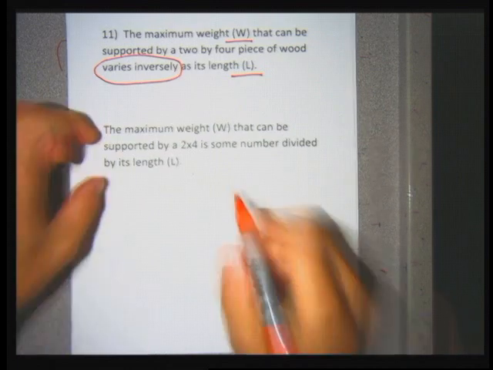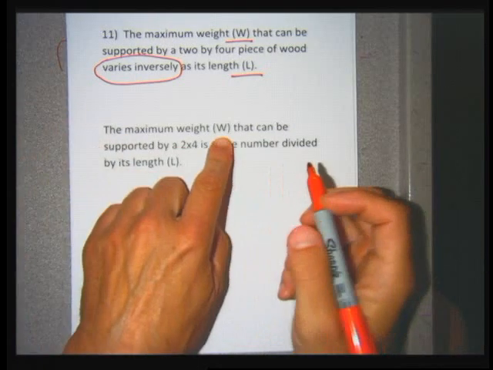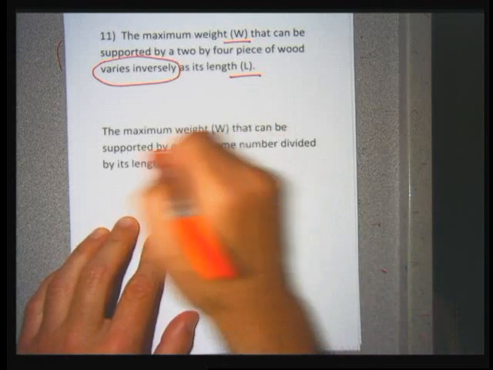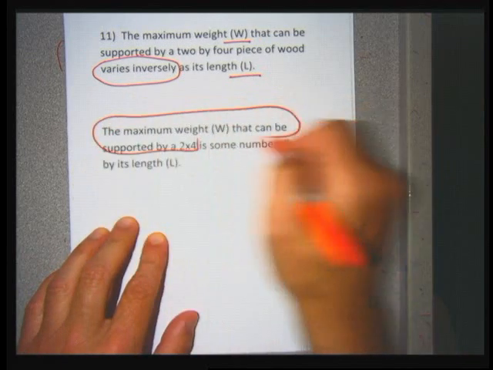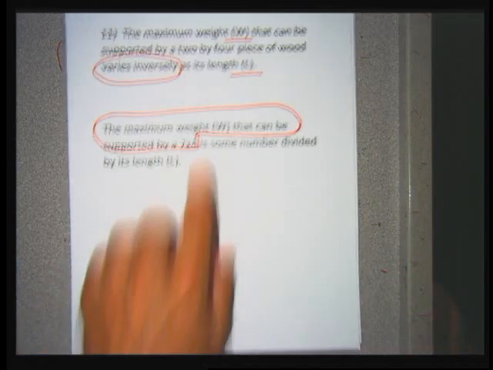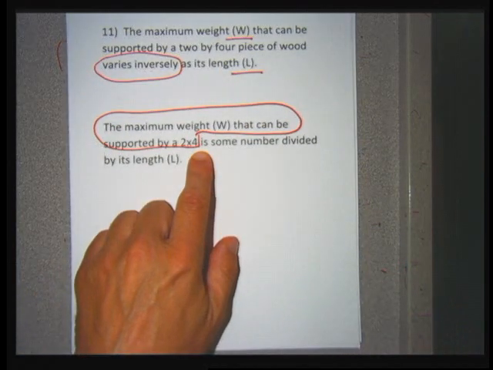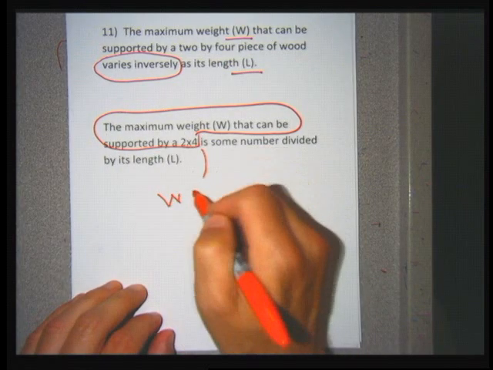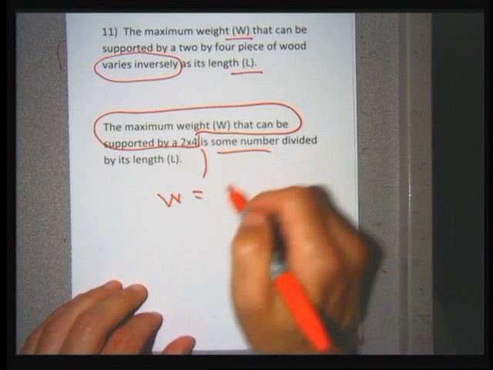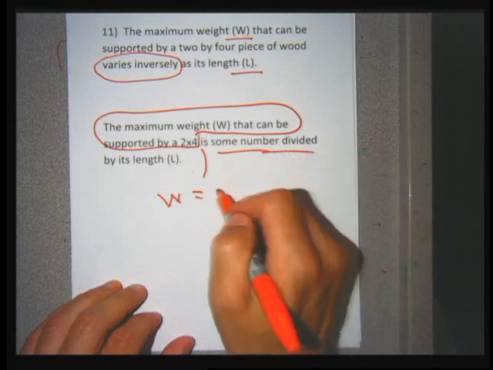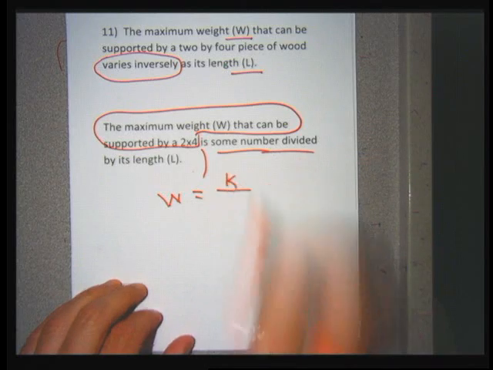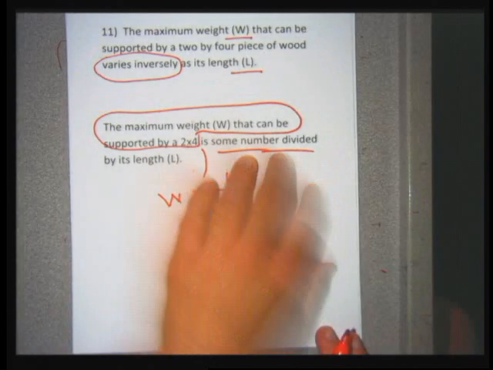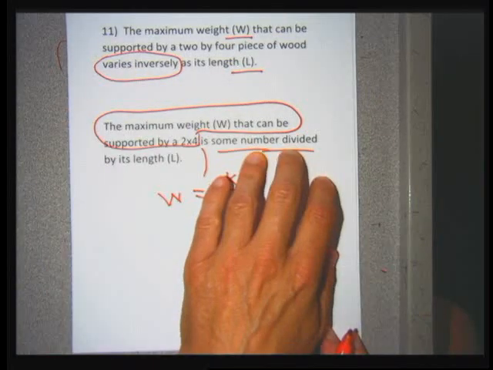So I rewrote the problem. I said the maximum weight that can be supported by a 2x4. So this whole bit right here, up to the word is, gives me the W to the left of the equal sign. This word is gives me the equal sign. The some number divided by, because it varies inversely, I need a fraction with a k in the numerator. So the varies inversely gives me a fraction with a k in the numerator.